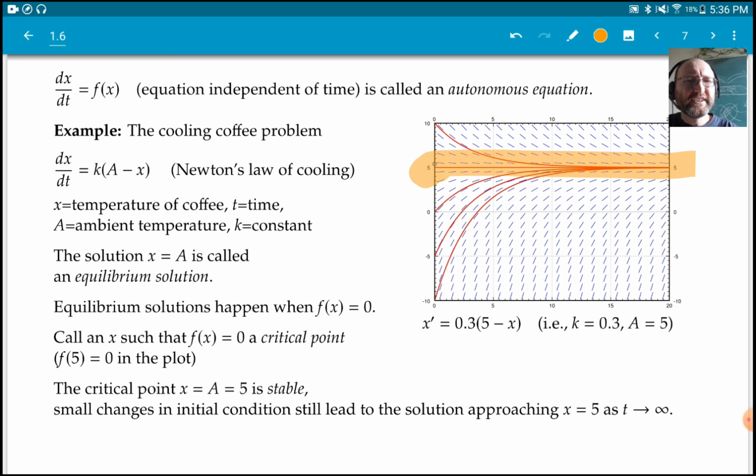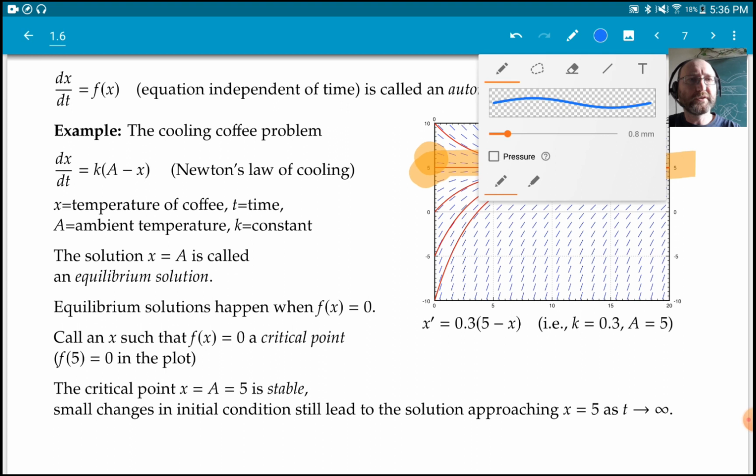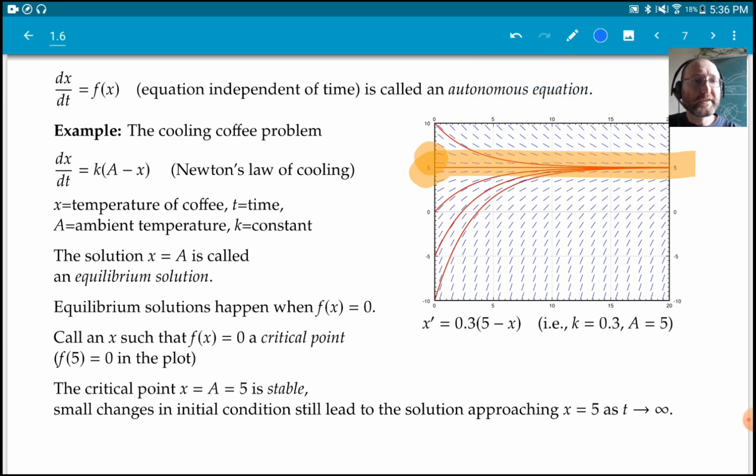Now, suppose that I start just a little bit above, I still just stay near 5. Just a little bit below, I still go towards 5. It doesn't change drastically. In the end, I cannot really tell the difference. That's what stable means: if I change a little bit, nothing really changes.